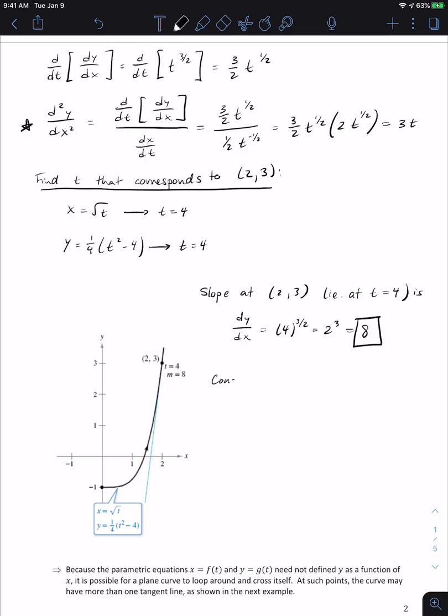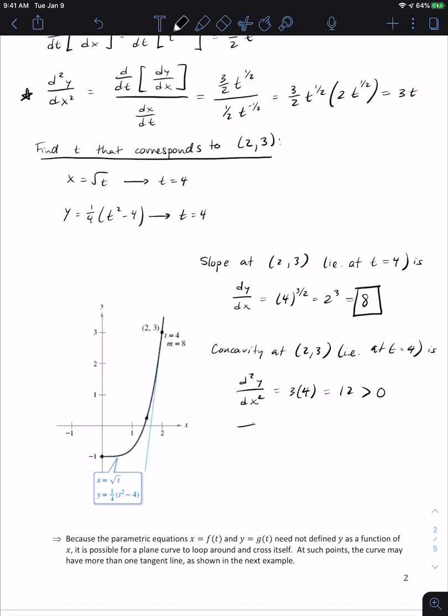And my concavity at the point (2, 3), again, which is the same as the point at t equals 4, is d squared y over dx squared, which is 3 times t, which is 4, so 12. Remember, for concavity, all we need to know is whether it's greater than, less than, or equal to 0.